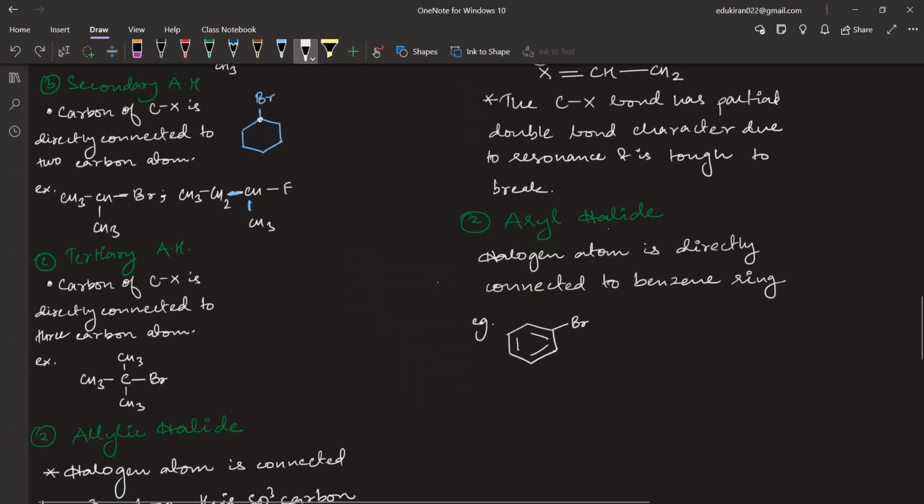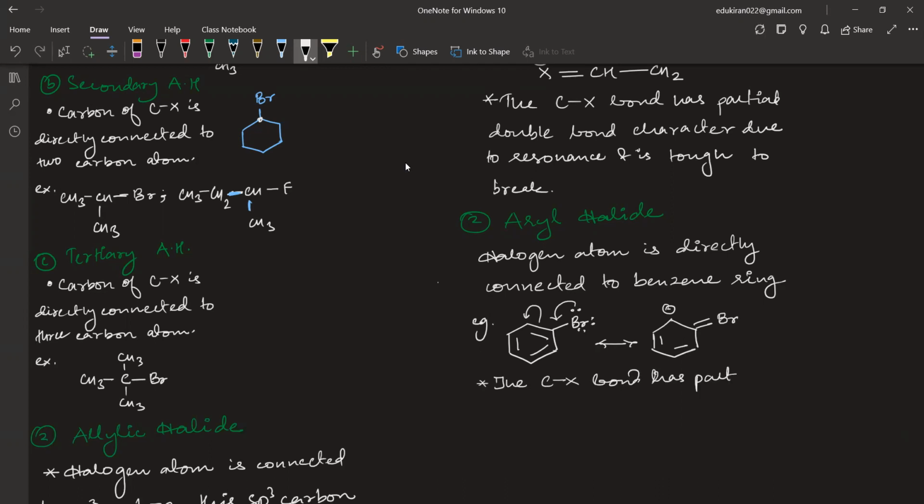Okay, also listen here. In this case also, when you have aryl halide, you will have lone pair electrons. Those lone pair electrons will take part in resonance, and you will get a resonating structure like this. Here also the CX bond has partial double bond character, and is tough to break. So please write this down. Let me know when you're done.